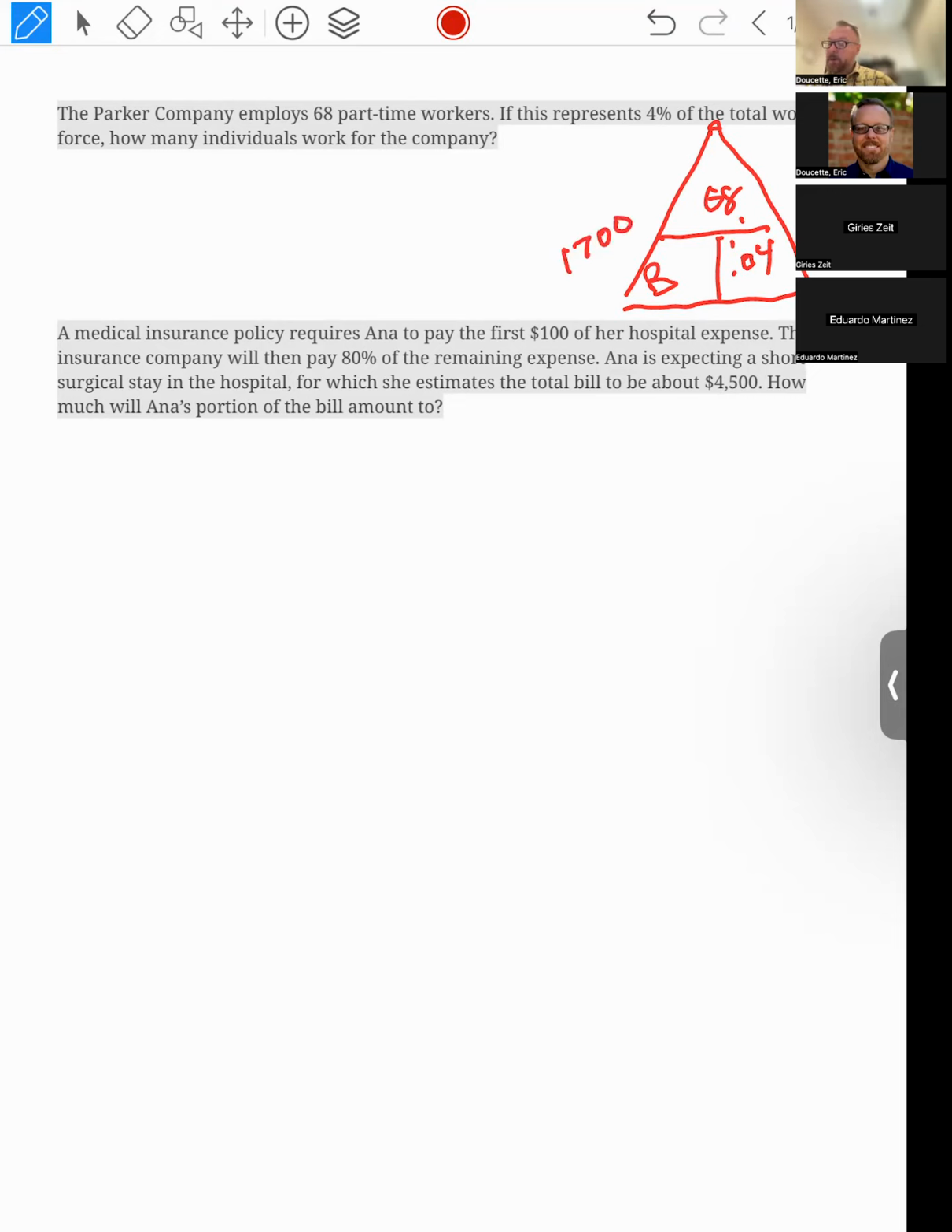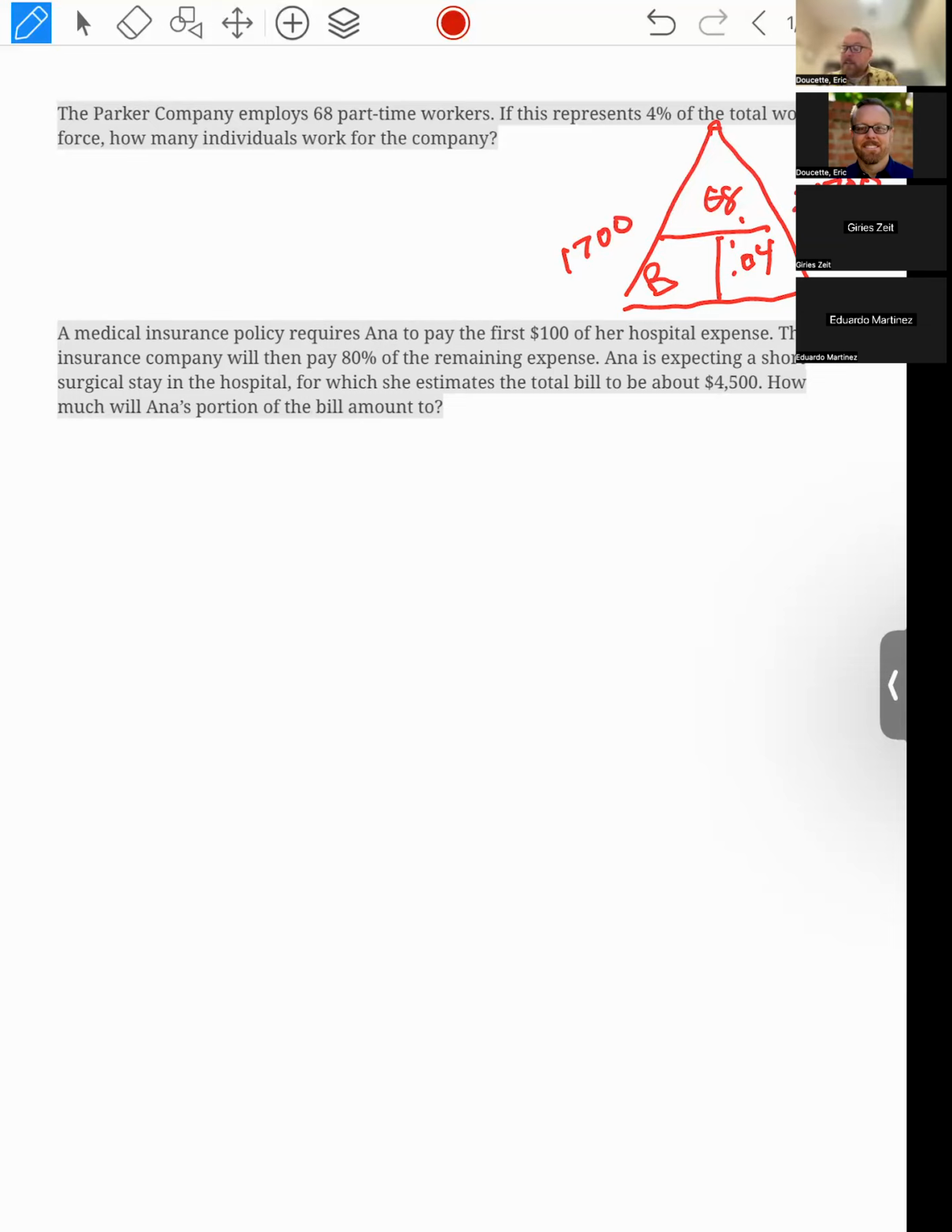68 divided by 0.04 equals 1,700. So I have 1,700 individuals that work for the company. 4% or 68 of those workers are part-time workers. So there I have my answer.